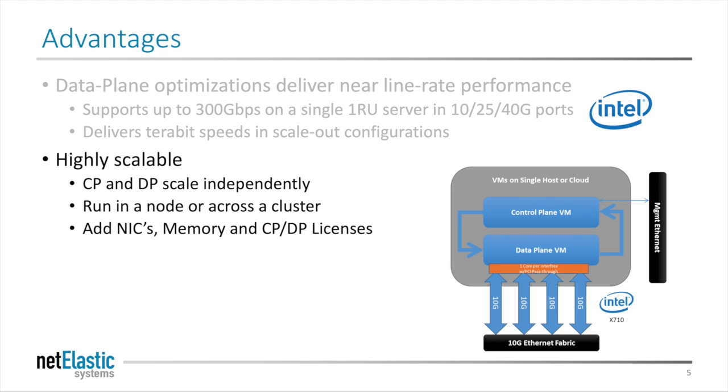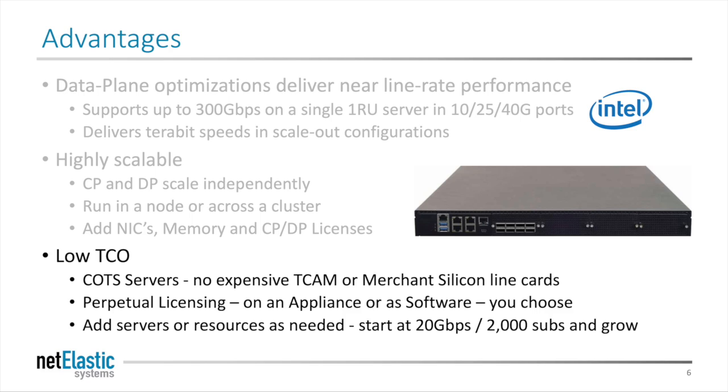And because it runs on x86 servers, the cost to deploy a vBNG is about 30% of the cost of a proprietary BNG. netElastic licenses the vBNG perpetually, so there are no annual charges beyond support. And because of the powerful configuration and management tools provided and availability of spare parts, OpEx and downtime are significantly reduced.